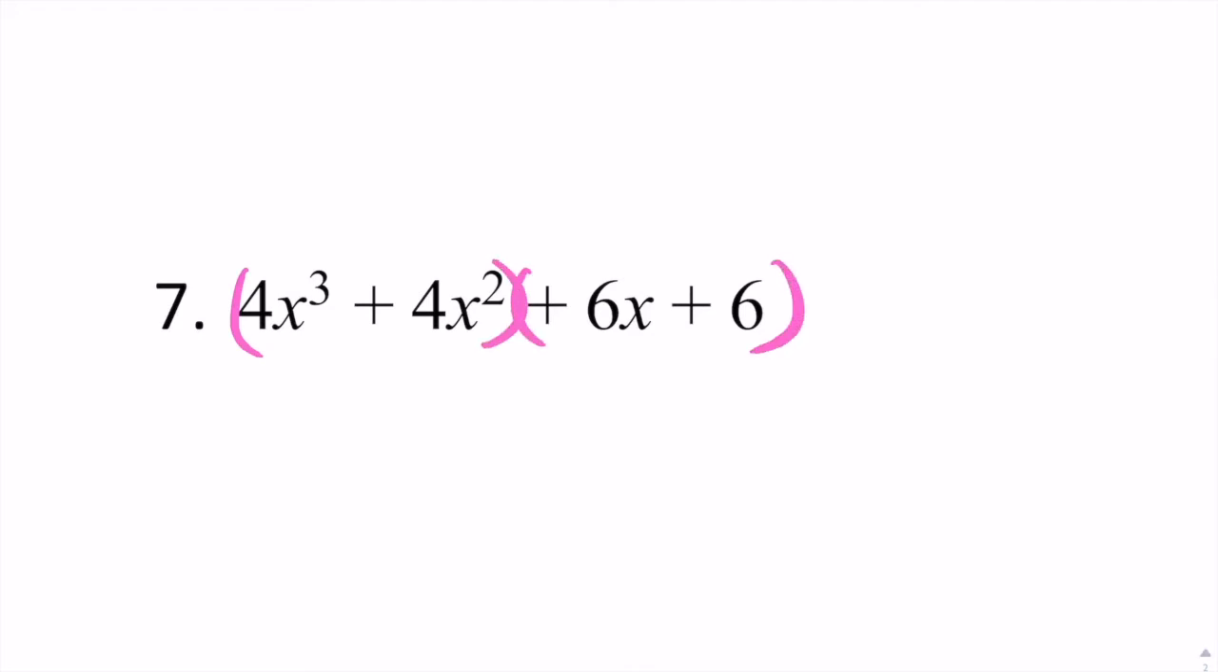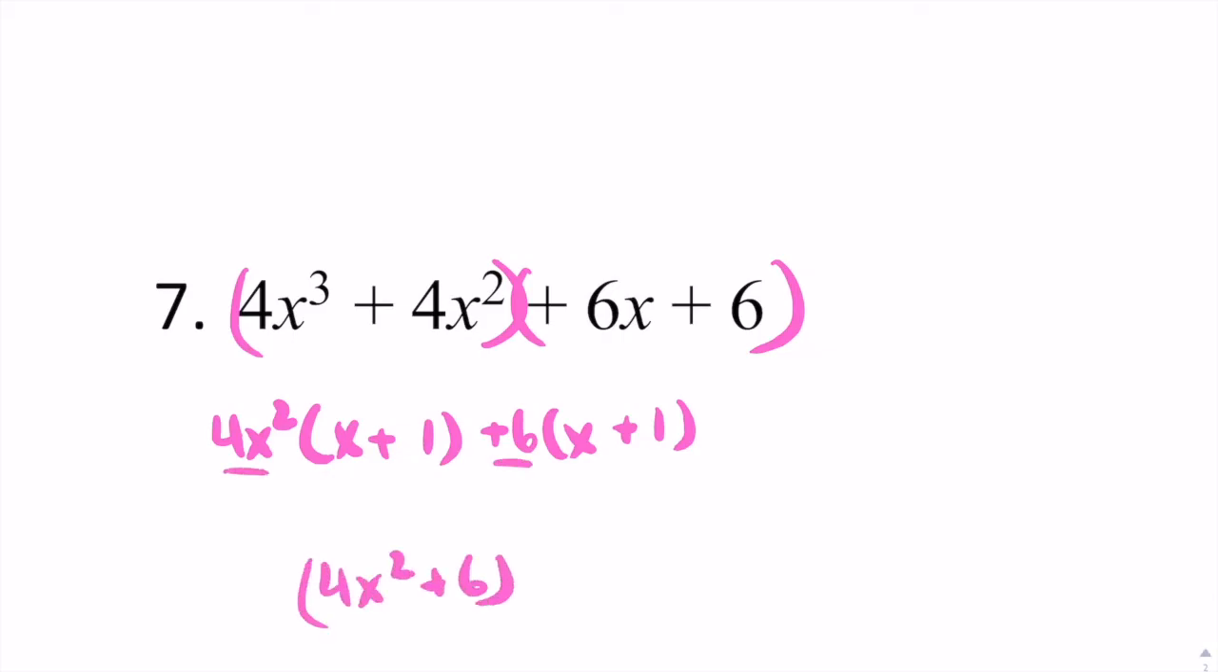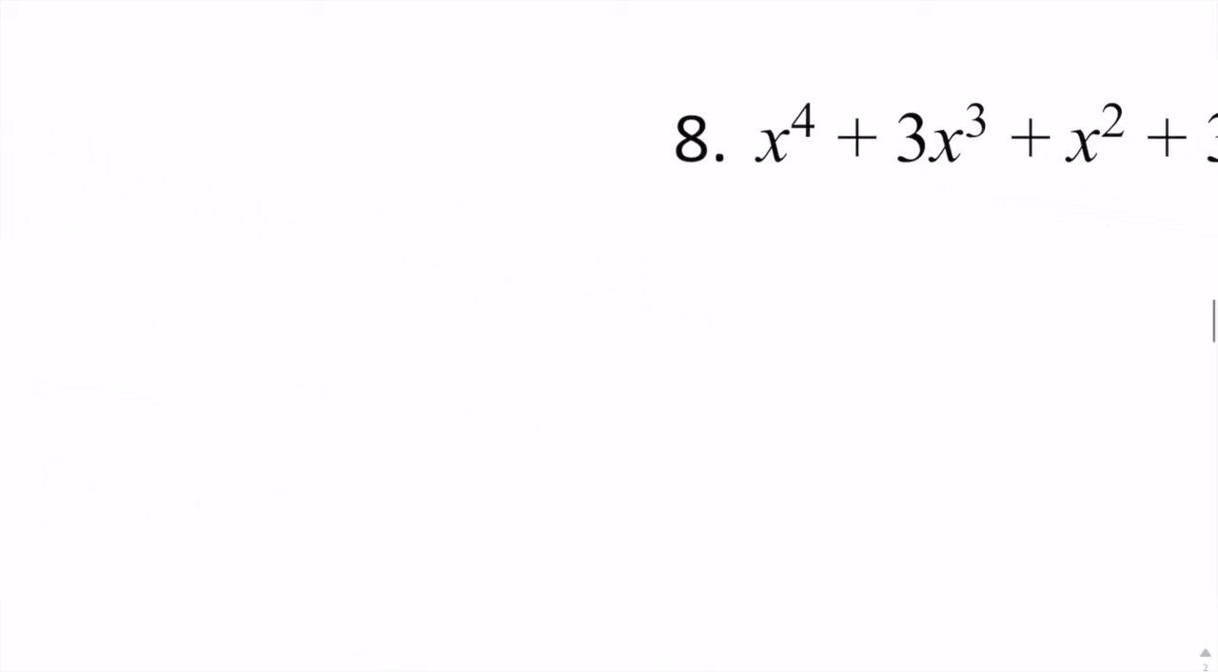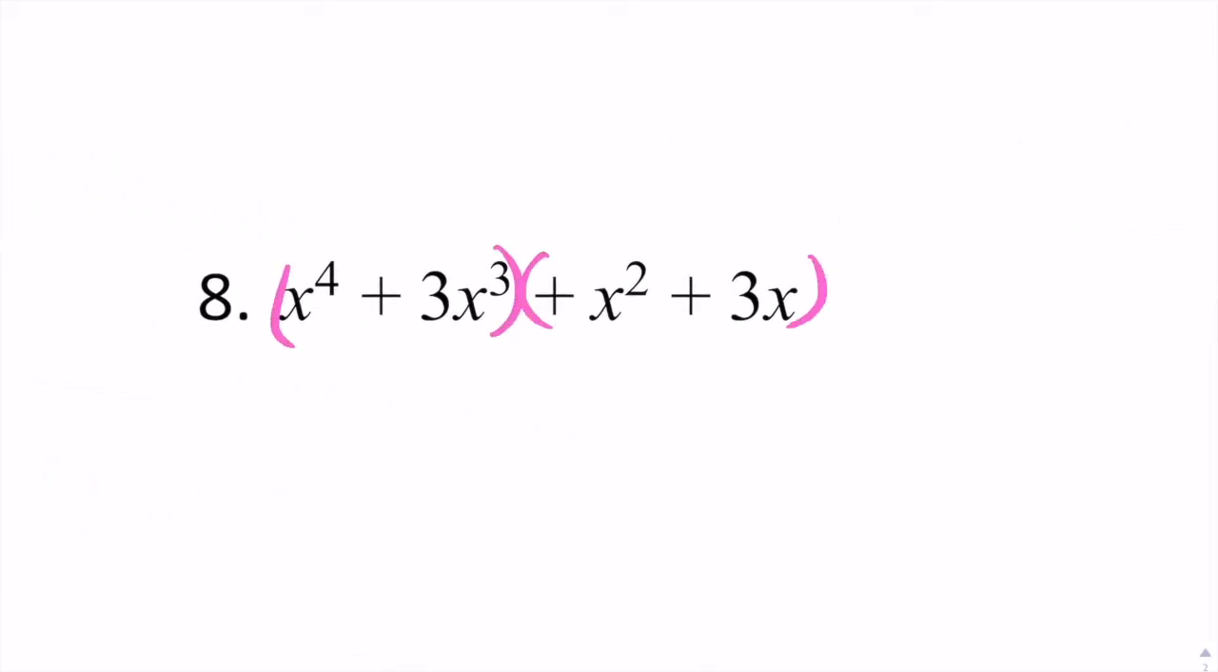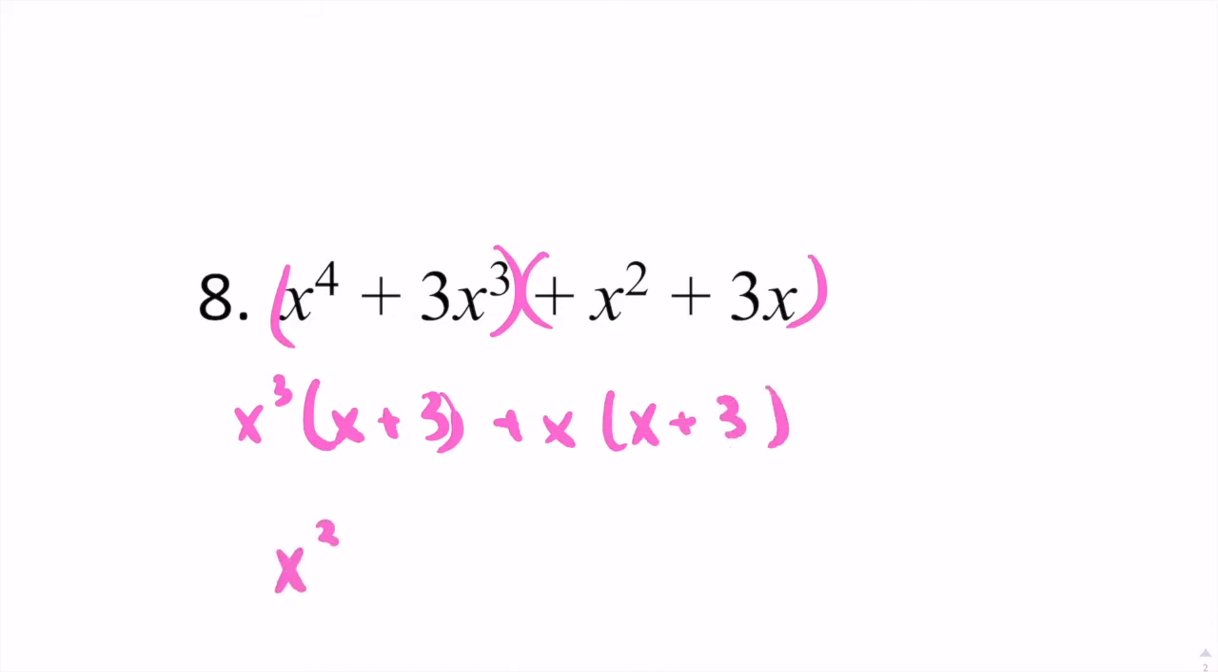So don't forget that. I could take out a 4x squared, left with x plus 1. Next one, I could take out a positive 6, and I'm left with x plus 1. So I get 4x squared plus 6, and I get x plus 1. Alright, 2 more. Same thing, so I could take out an x cubed and left with x plus 3. Next one, I could take out a positive x, and I'm left with an x plus 3. So I'm left with x cubed plus x times x plus 3.